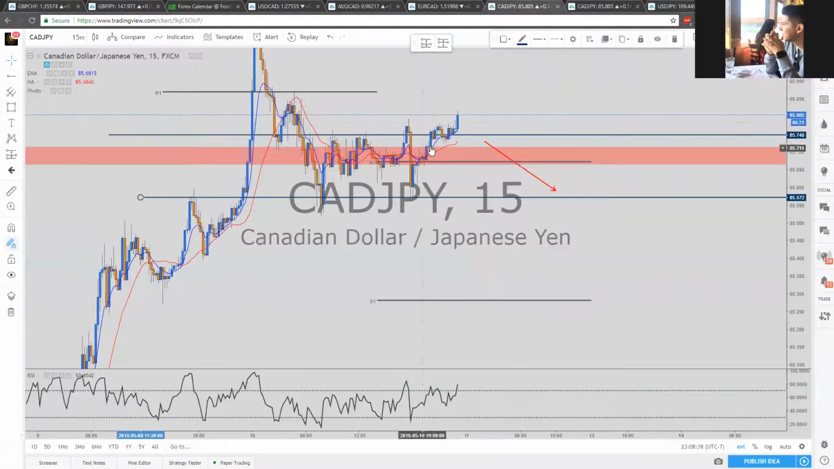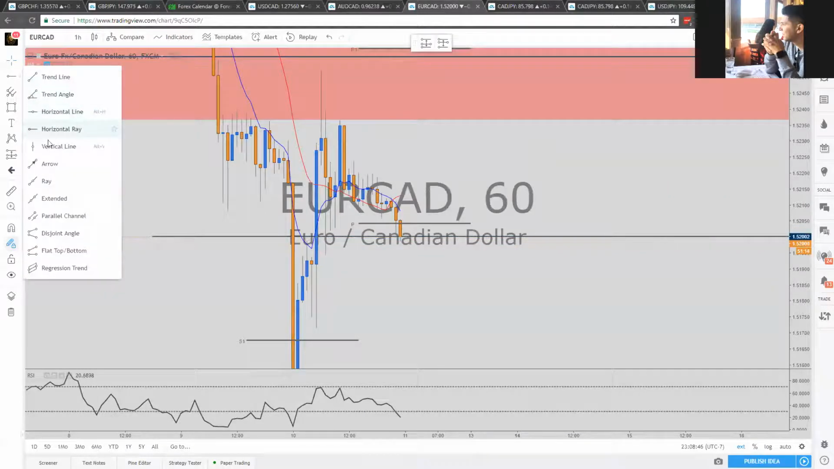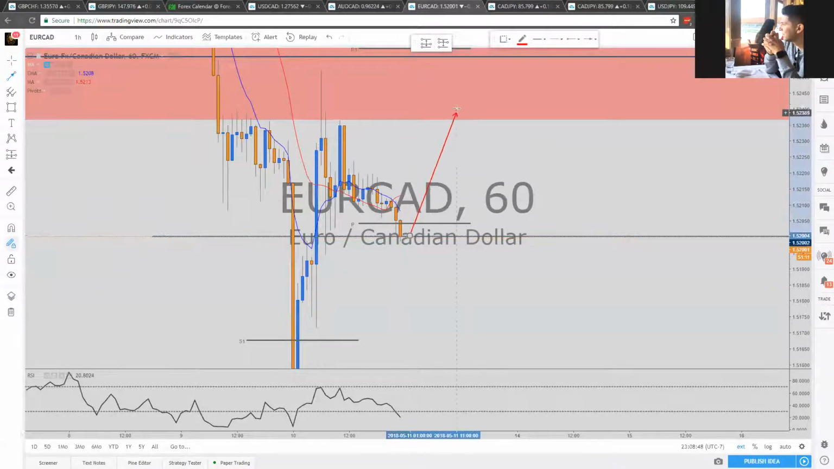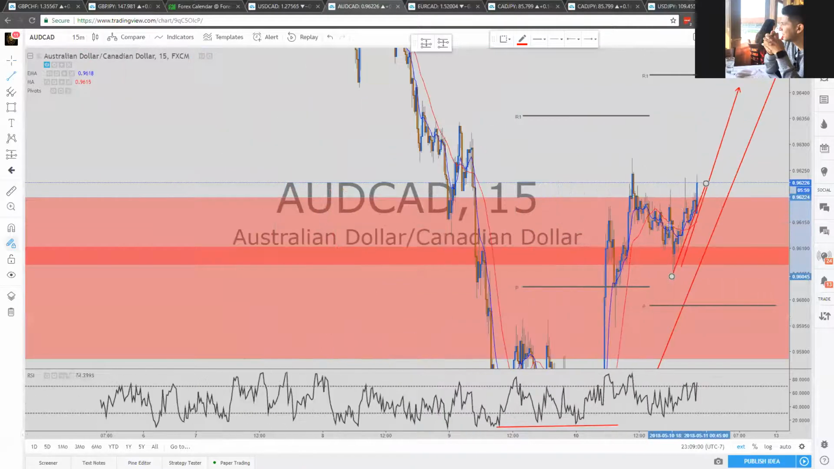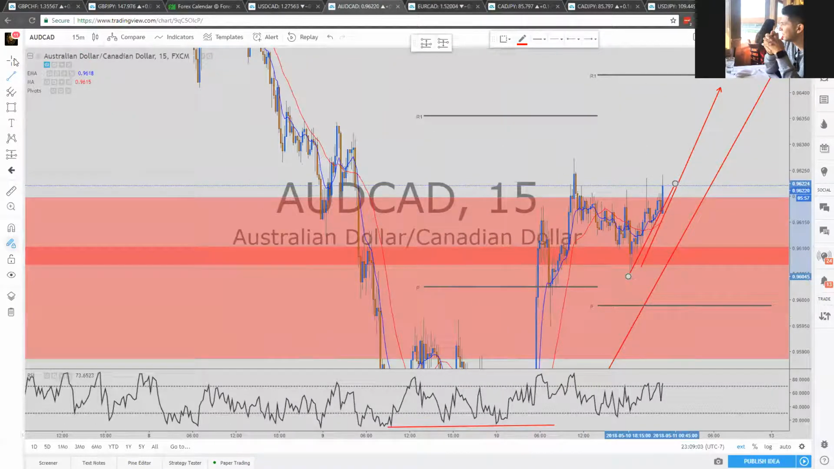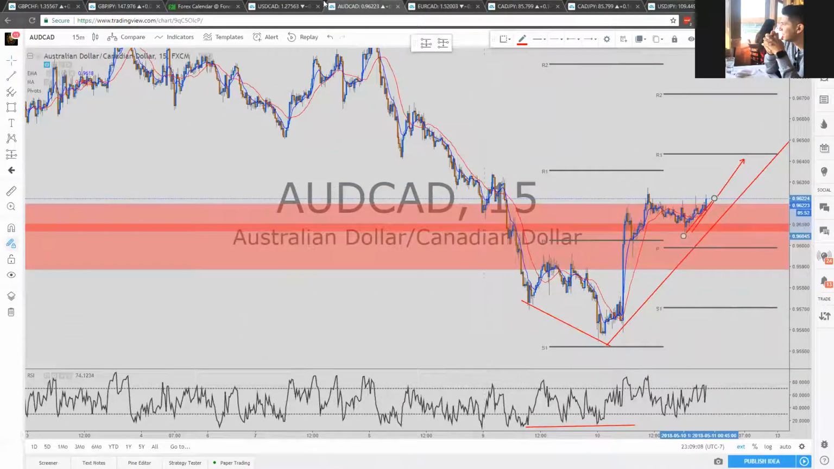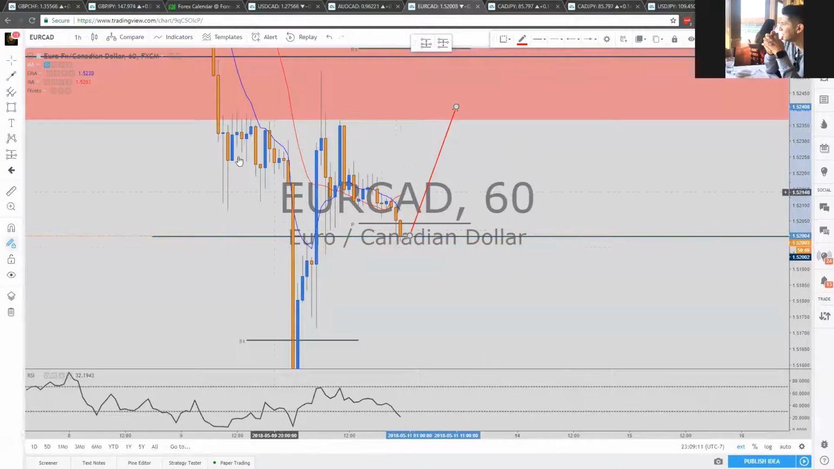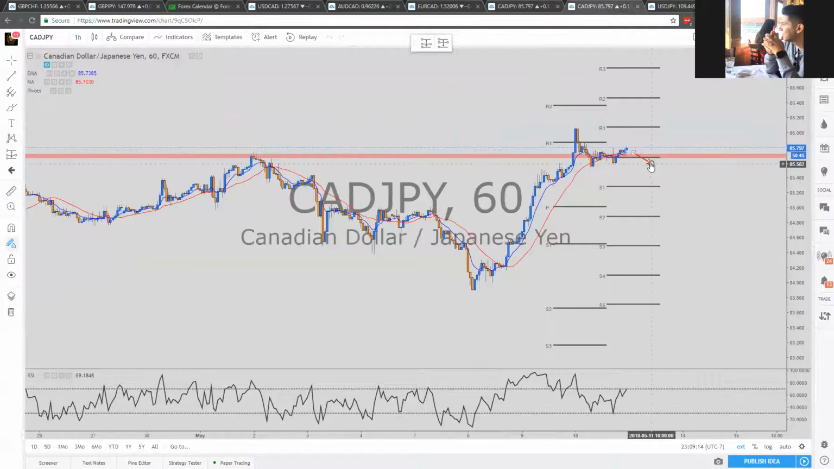Look at all these pairs. Let me put the line of where I think it should be going. It's not ready yet for that signal. We might be seeing that signal during the London session. We still have about an hour left for the London. AD cat is respecting where it should be going. It's going up. CAD JPY.